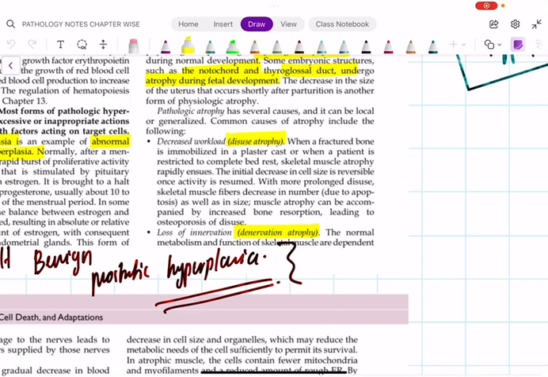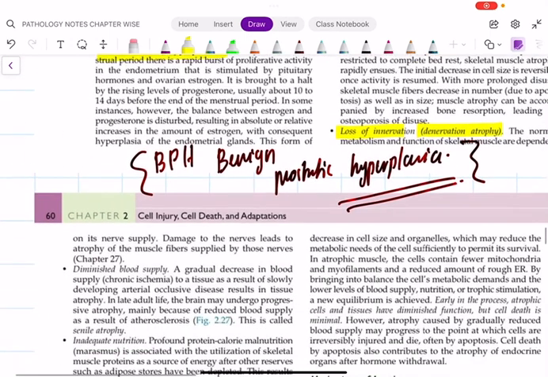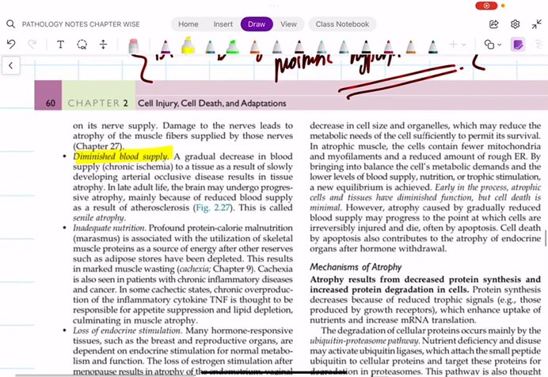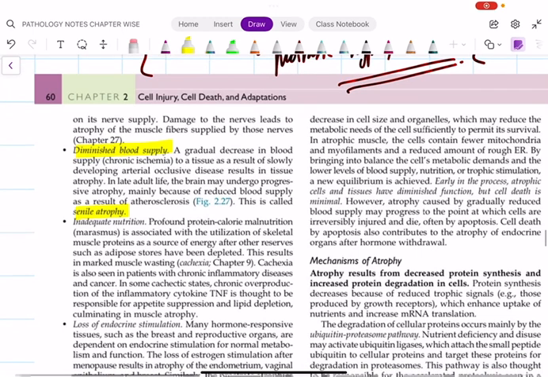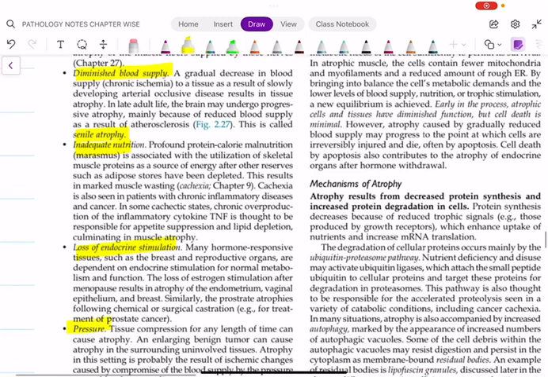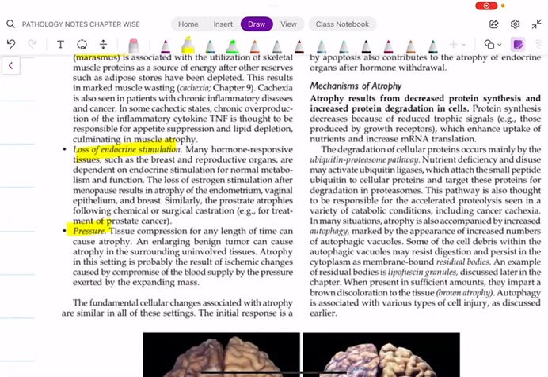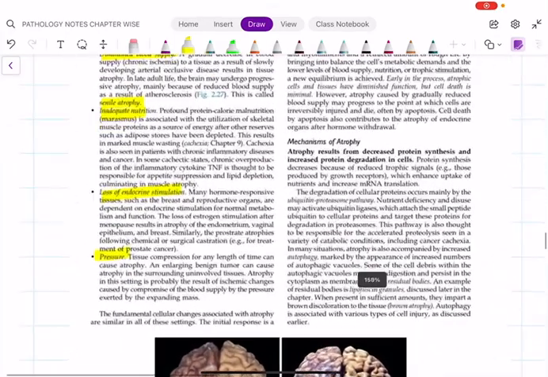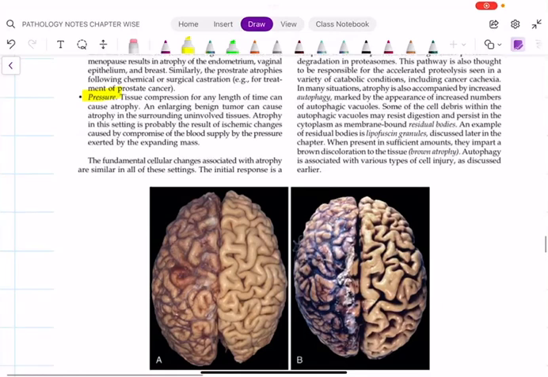So there is no nerve supply to this muscle, so this muscle will not be able to contract properly, and as a result of it, it will undergo atrophy. That is called denervation atrophy. Then, as a result of diminished blood supply due to chronic ischemia, that is called senile atrophy. Then inadequate nutrition, loss of endocrine stimulation, and pressure, all those will cause a decrease in size. That is what we call atrophy.